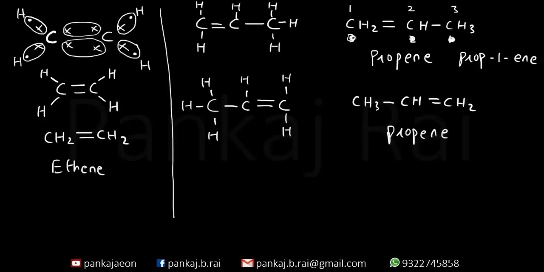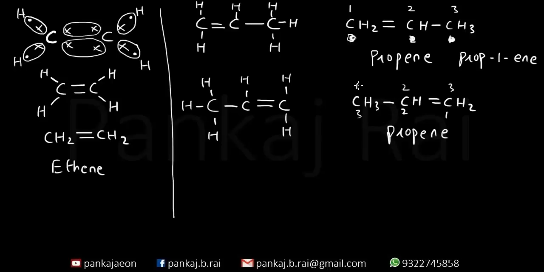Now let us concentrate on this one. Here there are two ways of numbering, 1, 2, 3 or 1, 2, 3. As you can guess, in this the double bond is occurring at second position, and in this series the double bond is occurring at first position.